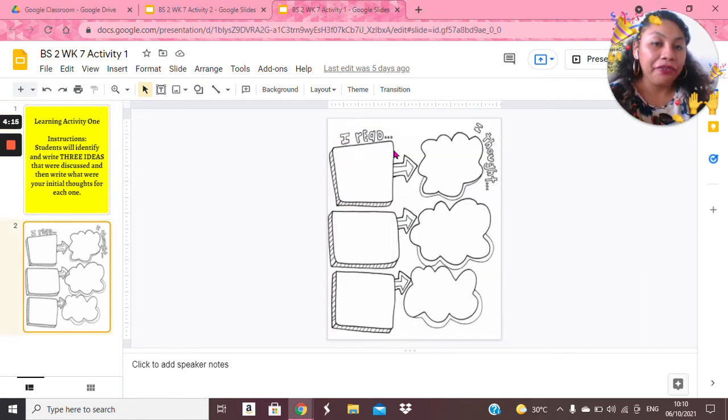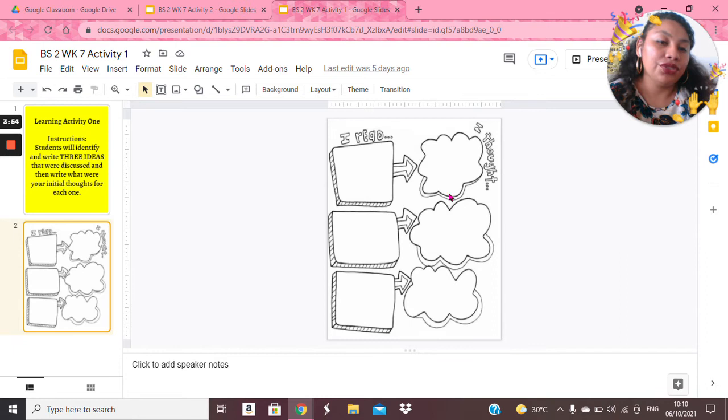So in the I Read section, if you're going to do it on the slides, you can add a text box, and if you have your package, you can just write it in the space that I've provided. I Read, so this is what we talked about: the first thing that stood out to you, the second thing that stood out to you, and the third thing that stood out to you.